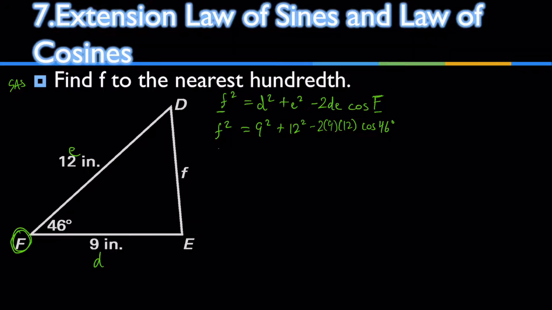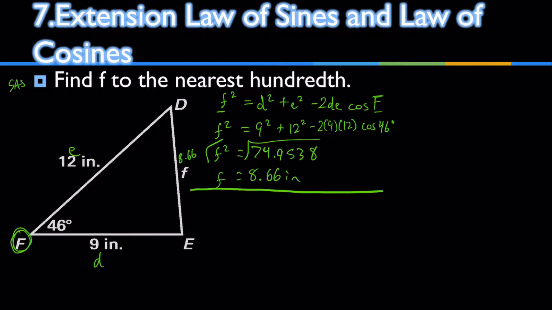When I put that in my calculator, I get f squared as being 74.9538. Square root, and you get f is about 8.66. But wait, what if we just wanted to solve the whole thing? All right, I'm glad you asked.